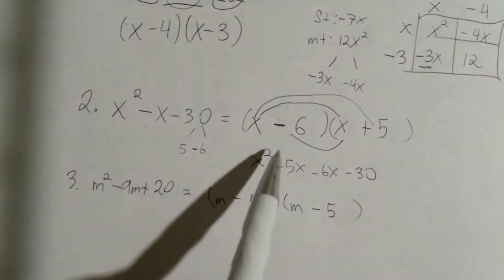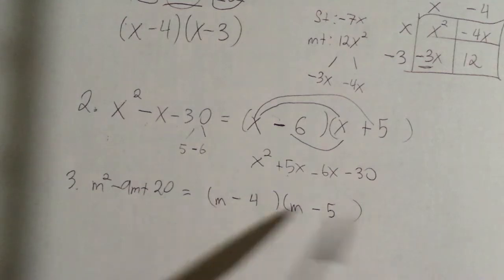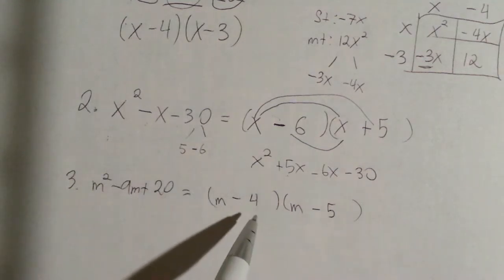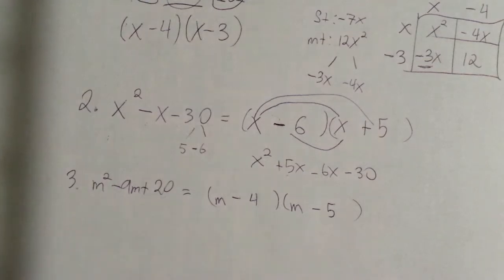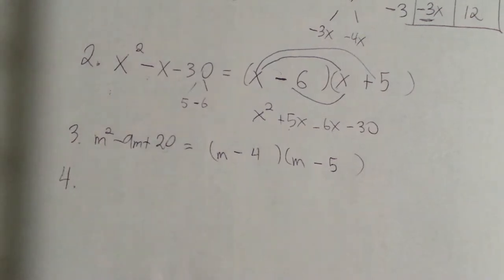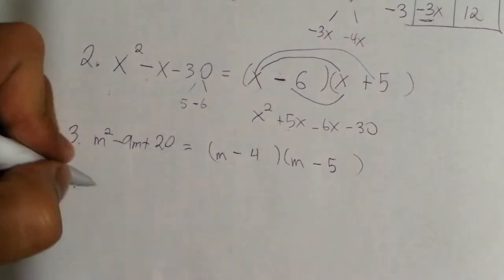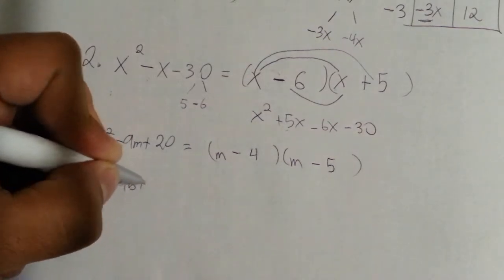And again, if you were to use the distributive property to multiply this out, or the box method, whichever you prefer, we would see that we would get the m squared minus 9m plus 20. Moving on, let's look at number 4. In this case, it's b squared plus 9b plus 14.